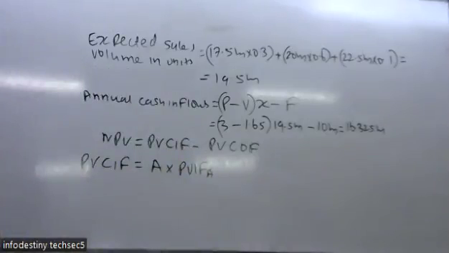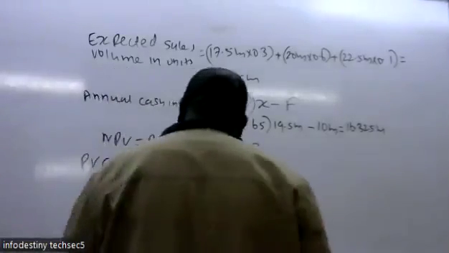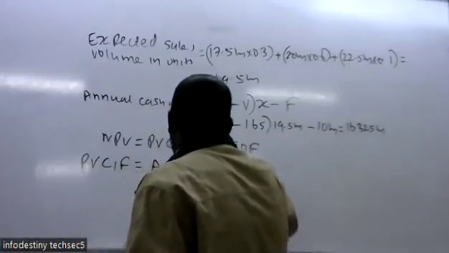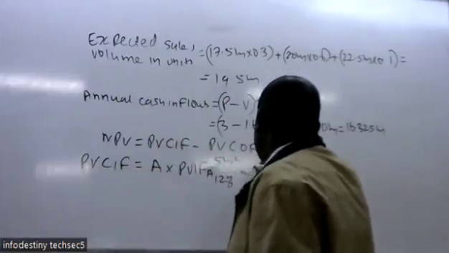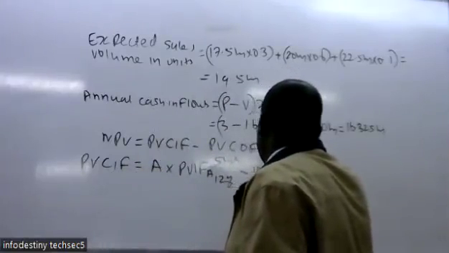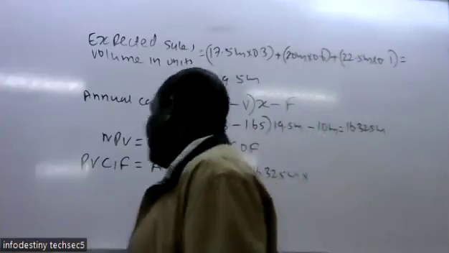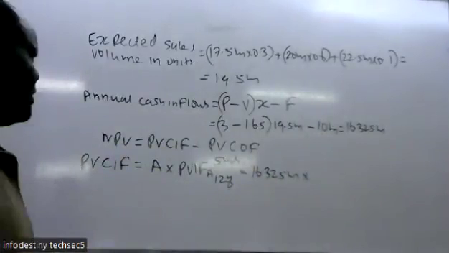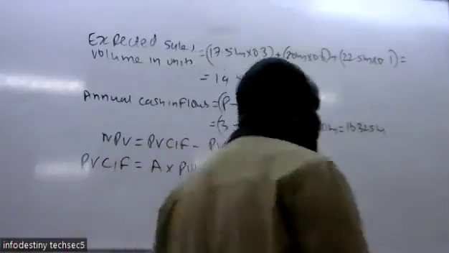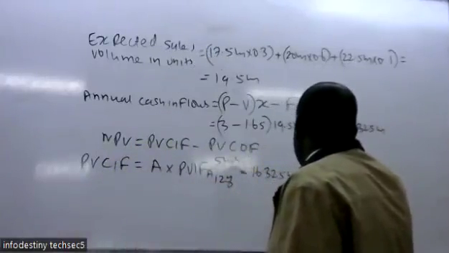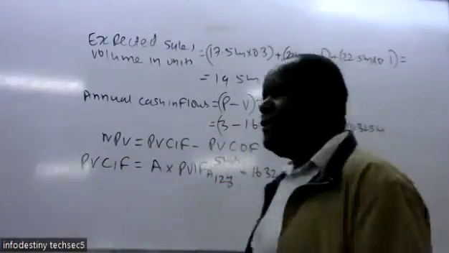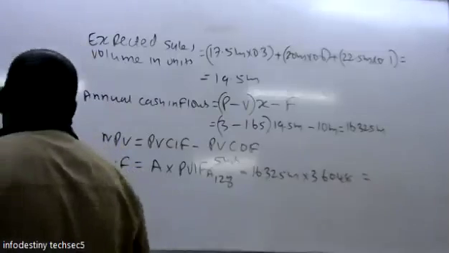The cost of capital was given as 12% in part B of the question, and the project was supposed to run for 5 years. So your annuity is the 16.325 millions. Then you check in the annuity table what is meant to be 12% in year 5. It is 3.6. So that will give you the present value for the cash inflows.